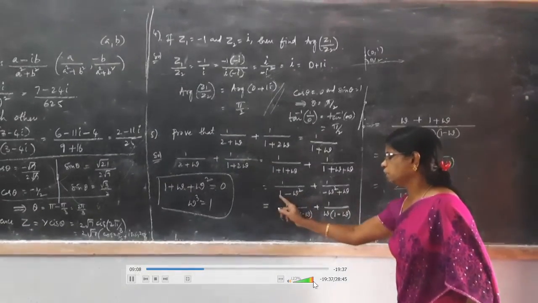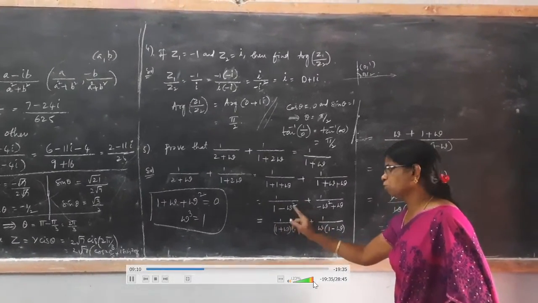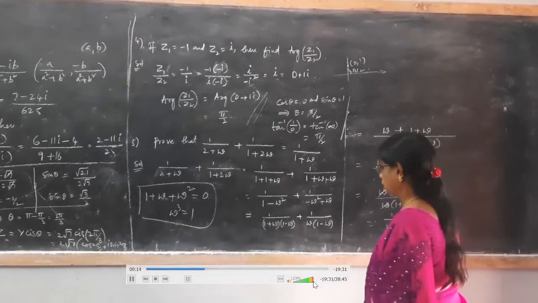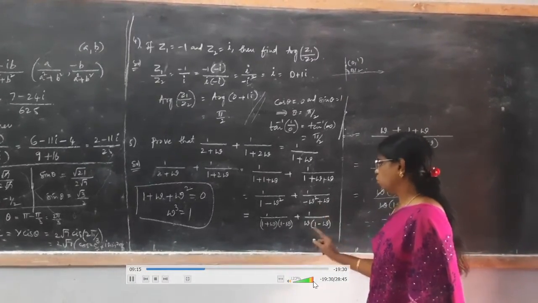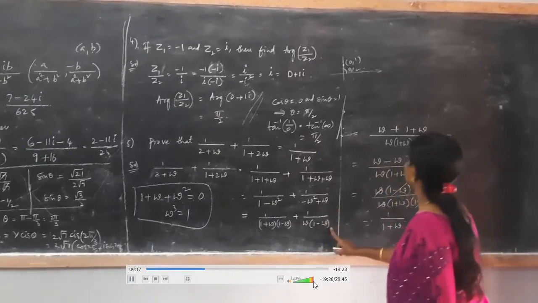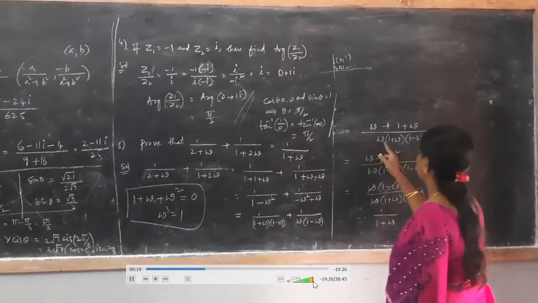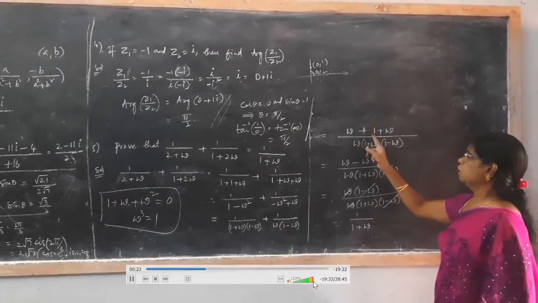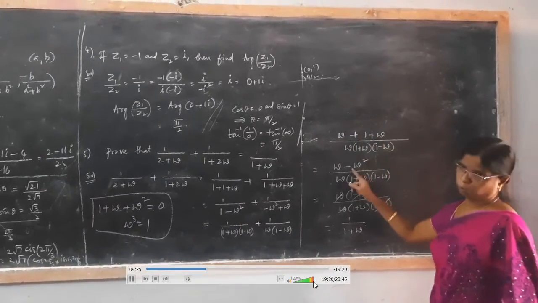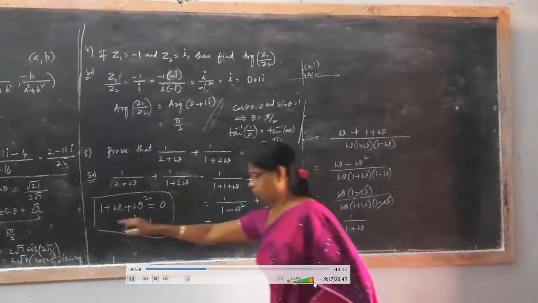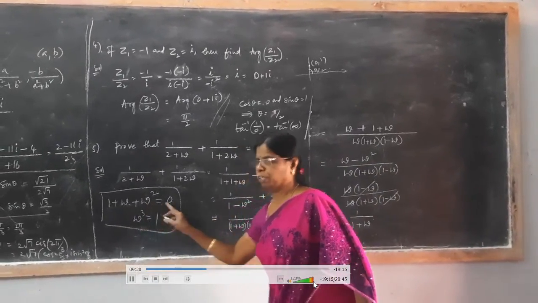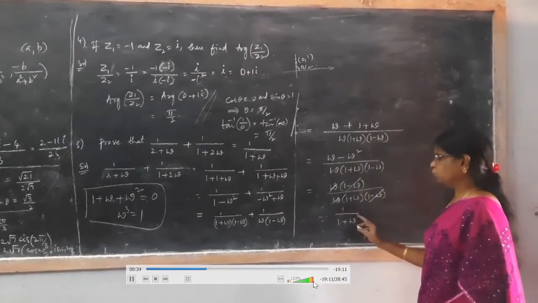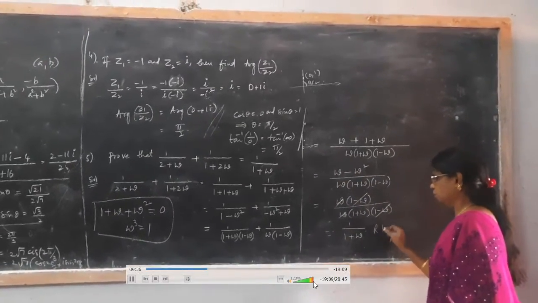So take this, it is in a square minus b square form. Here I wrote 1 plus omega into 1 minus omega, and take omega as common. Now we got it like this. Okay, now taking this as LCM and doing this on top, again you write this 1 plus omega as minus omega square. See here, 1 plus omega is minus omega square. Take omega as common, and now you got RHS. Okay.